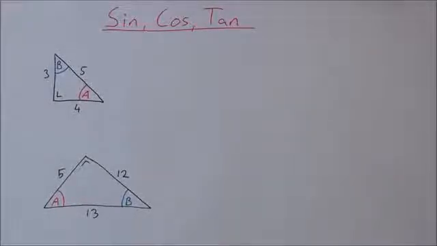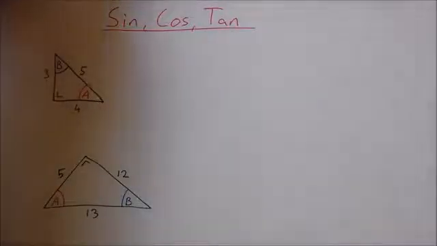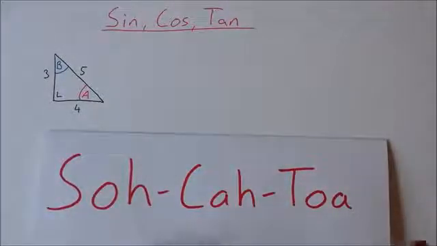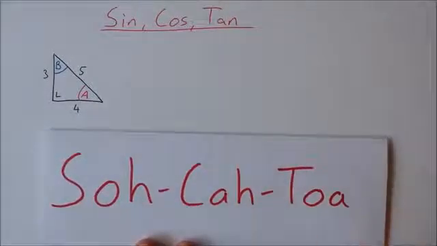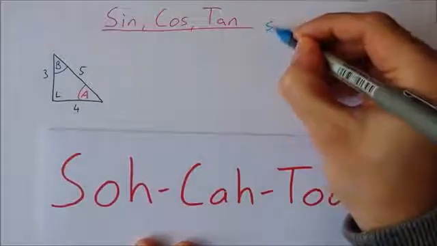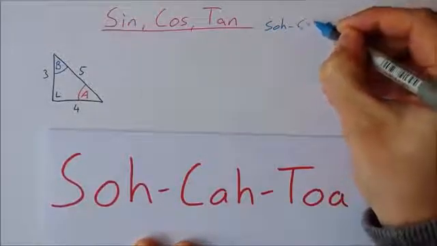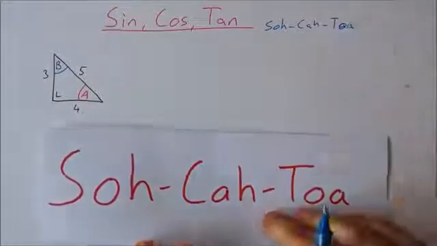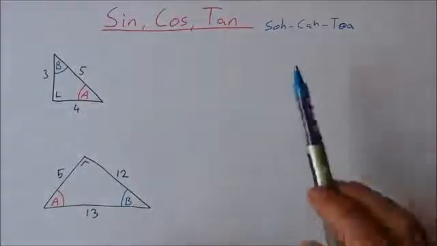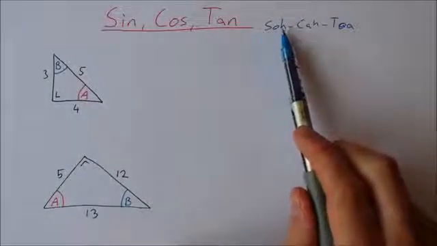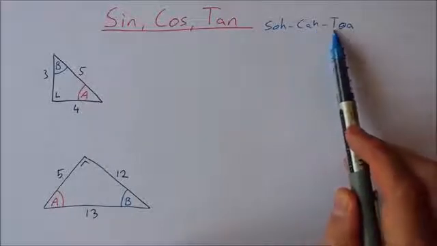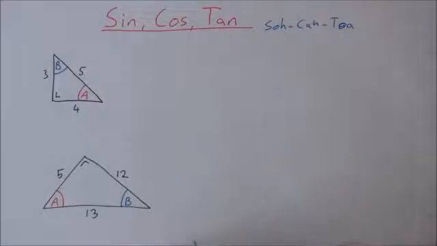Okay, so when I'm looking at sine, cos and tan, I always bring it back to this, SOHCAHTOA. I'll always write this up somewhere on the page. So I'm going to write it here, SOHCAHTOA. And what this means is sine is opposite over hypotenuse, cos is adjacent over hypotenuse, tan is opposite over adjacent.